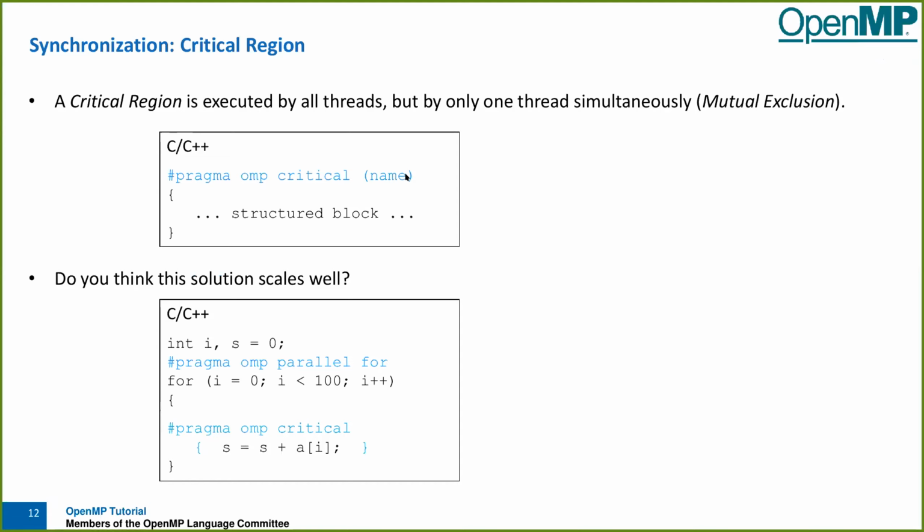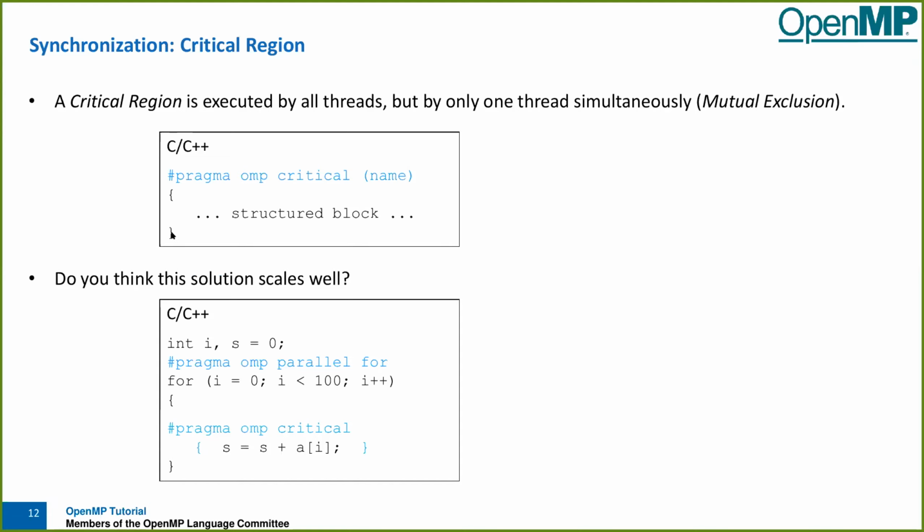It implements a critical region. A critical region is executed by all threads. So that means if this is encountered in the parallel region, each thread will eventually execute the structured block, but by only one thread at the same time, because this implements mutual exclusion. So only one thread is allowed to enter the critical region, then able to execute the structured block.